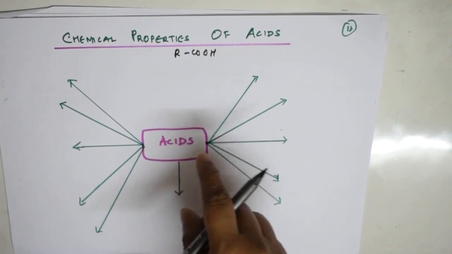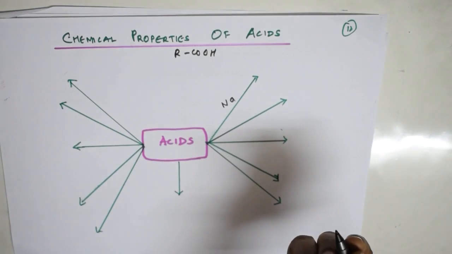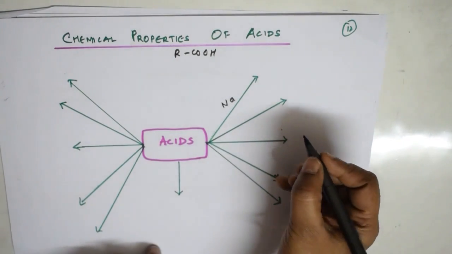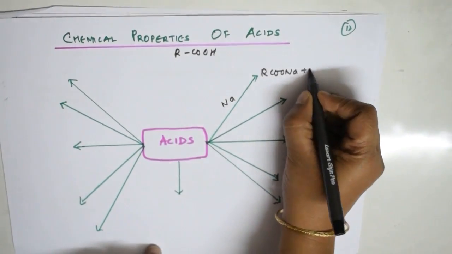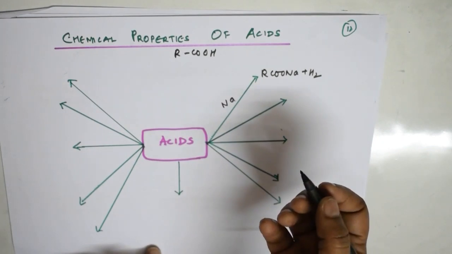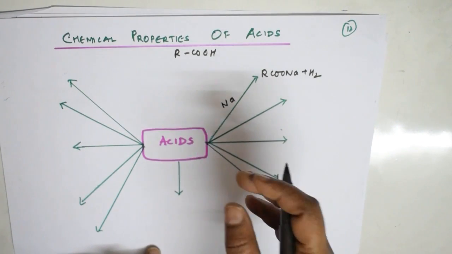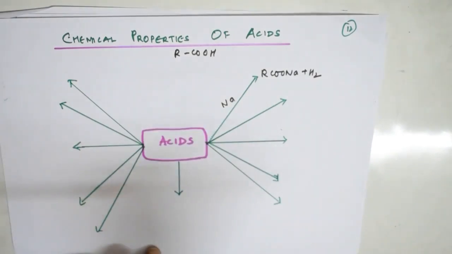So acids, first of all, when you introduce sodium, it is going to form a compound that is nothing but RCOONa, and hydrogen gas is released, right? Means the acid first forms the sodium salt, and hydrogen gas is released with a metal, right?